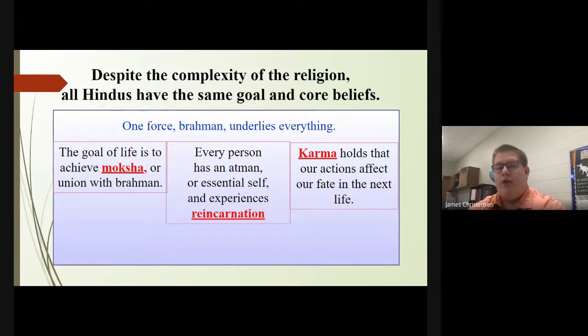And that karma holds that our actions affect our fate in the next life. So they believe that if you did a lot of bad things in this life, that you will be condemned to suffer in the next one.